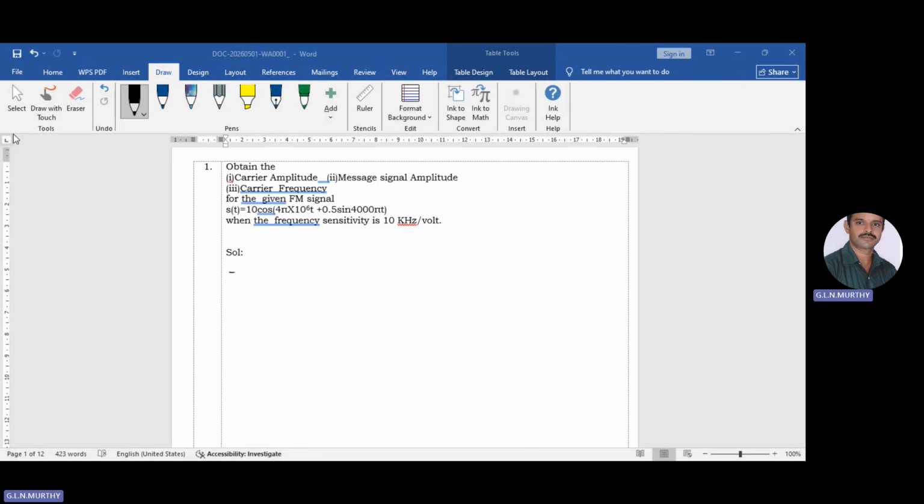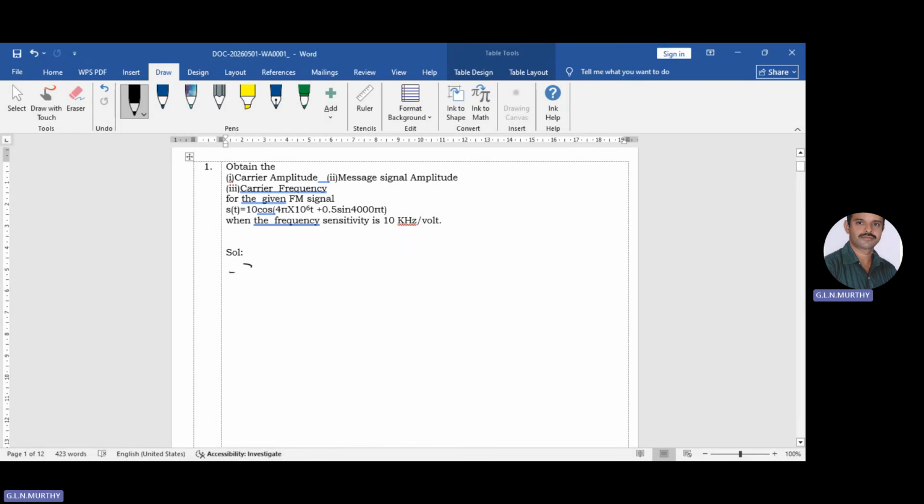So the first one will go like this. Obtain the carrier amplitude, message signal amplitude, and carrier frequency for an FM signal. The FM signal is given as s(t) = 10 cos(4π×10^6 t + 0.5 sin 4000πt). So what is required generally, before you solve the problem, is that it's always better to write the expression.